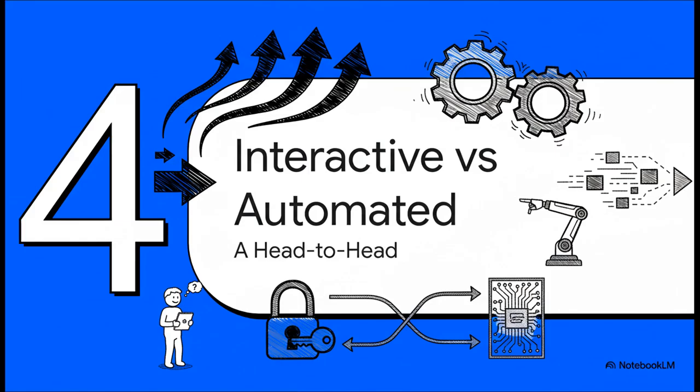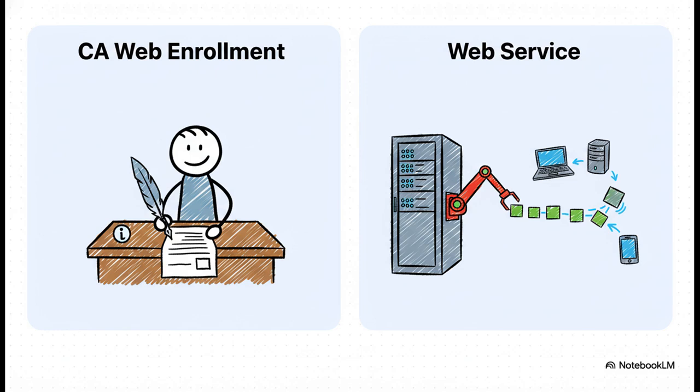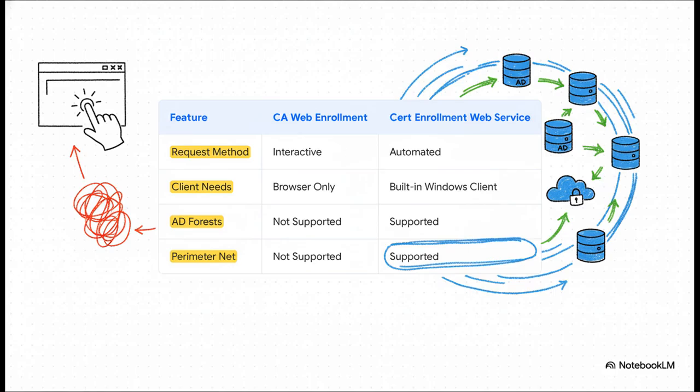So let's do a little head-to-head here. Putting them side by side like this is really the key to understanding how to build an efficient PKI, or public key infrastructure. This really gets to the heart of it. Think of CA Web Enrollment like walking up to a service counter where you manually fill out a form for one specific thing. The web service, on the other hand, that's the automated factory in the back, silently churning through thousands of requests from computers. No humans involved.